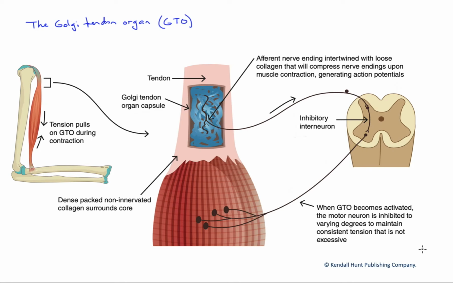In this figure, we want to look at the Golgi tendon organ, and we want to compare it a little bit with the muscle spindles and their actions that we saw previously. Now, the Golgi tendon organ is a sensory structure, and it's found at the junction between the muscle belly and the tendon, right about here.